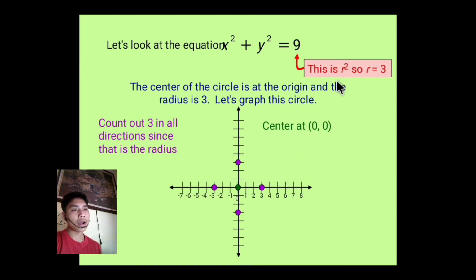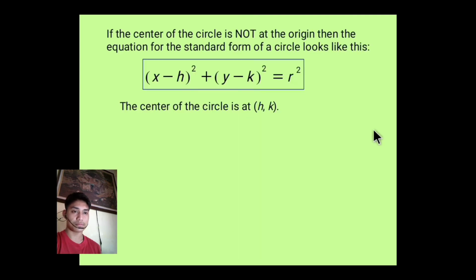By the way, why is it squared? Since the radius is used for measurement, you can get the area. So that is our circle, with a radius of 3 and its center at the origin.